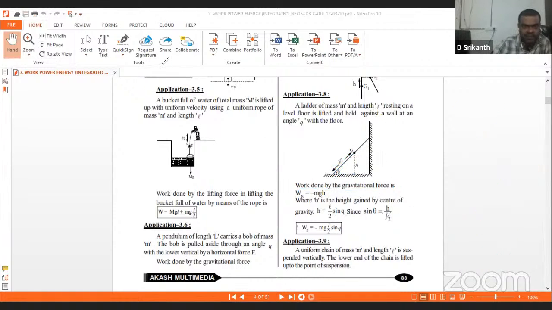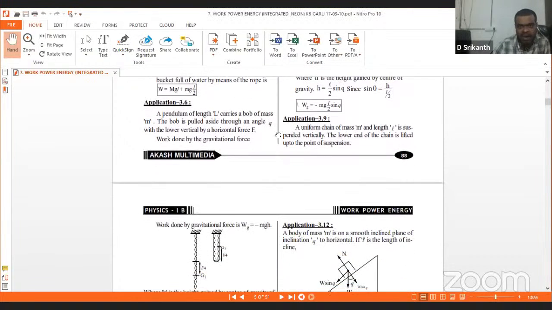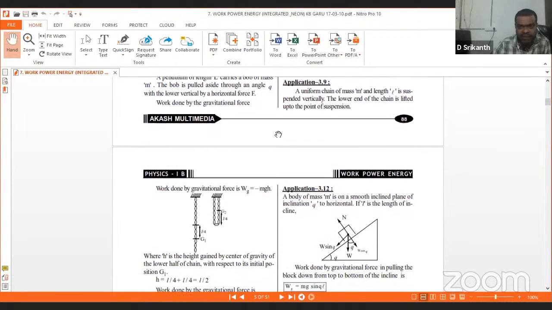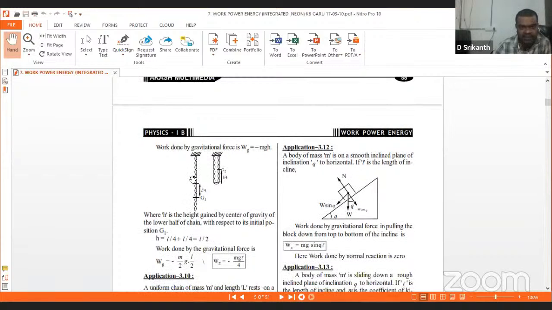In the next application, the ninth application, a uniform chain of mass m and length L is suspended vertically. The lower end of the chain is lifted up to the point of suspension. Let us consider this is the total length of the chain. Lower end means suppose from here to here it is L by 2 and this one is also L by 2.